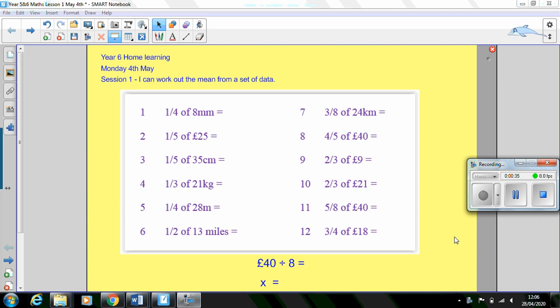So we're going to move on now to the next chapter, which is about averages and the mean set of data. But before we start, as always, we're going to have a quick warm up, and following on from last week, we have some fractions of amounts.